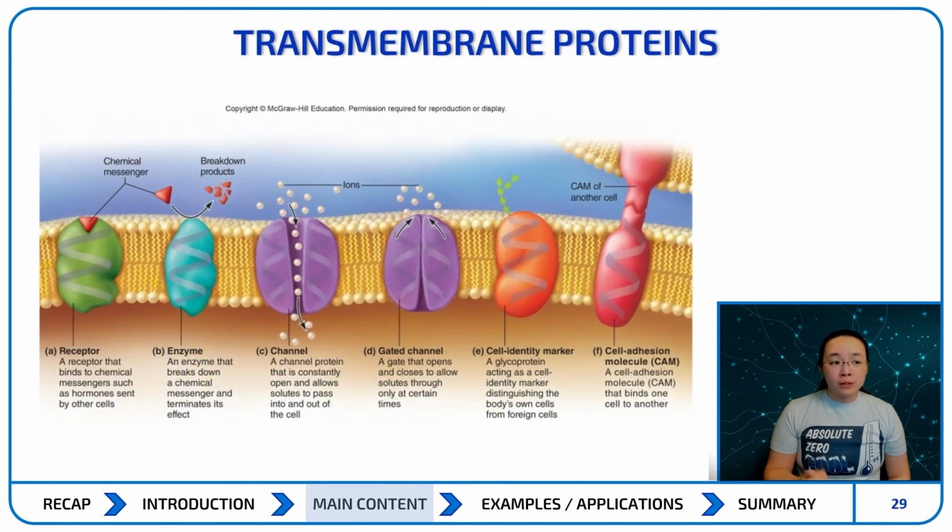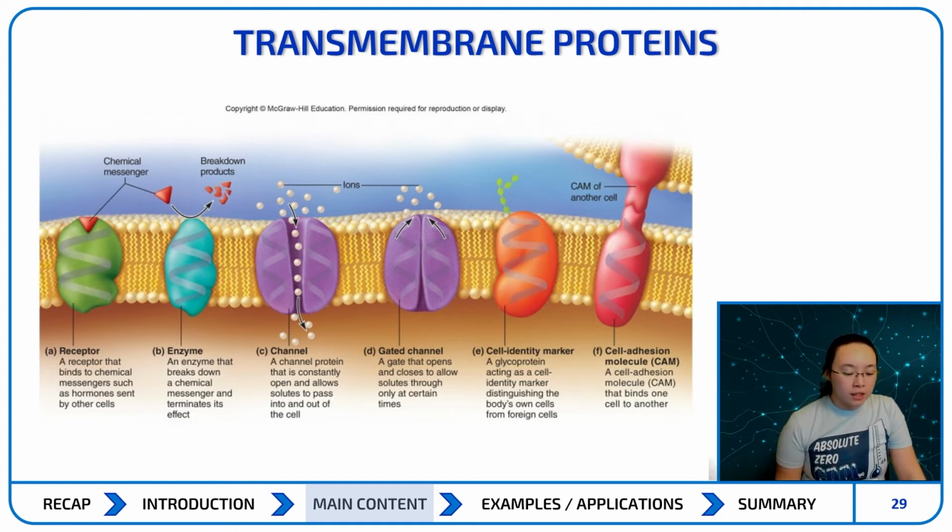So now I want to focus on transmembrane proteins specifically. Transmembrane proteins, there are essentially 6 main types. You do not have to know a lot of details about them, just know that there are different types and different functions for each. So a receptor protein is a transmembrane protein that usually is going to attract and bind a chemical messenger to pass on a signal.